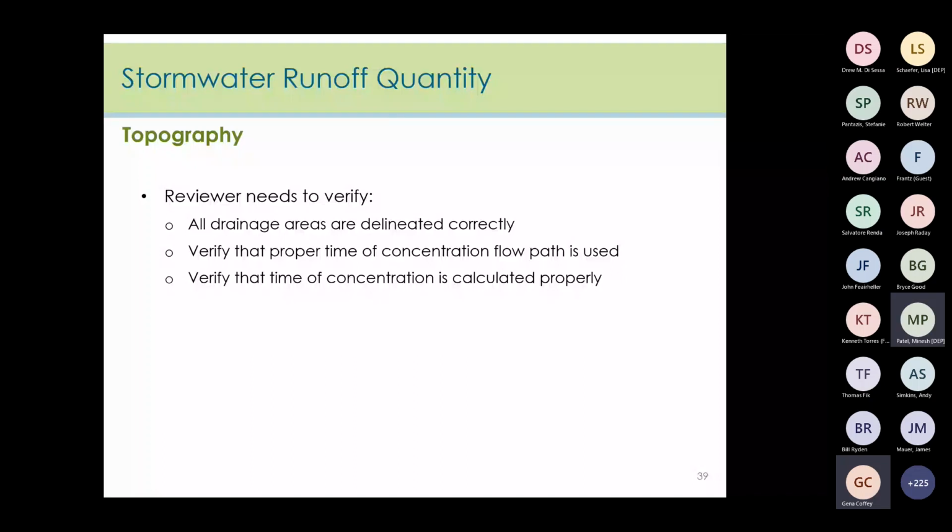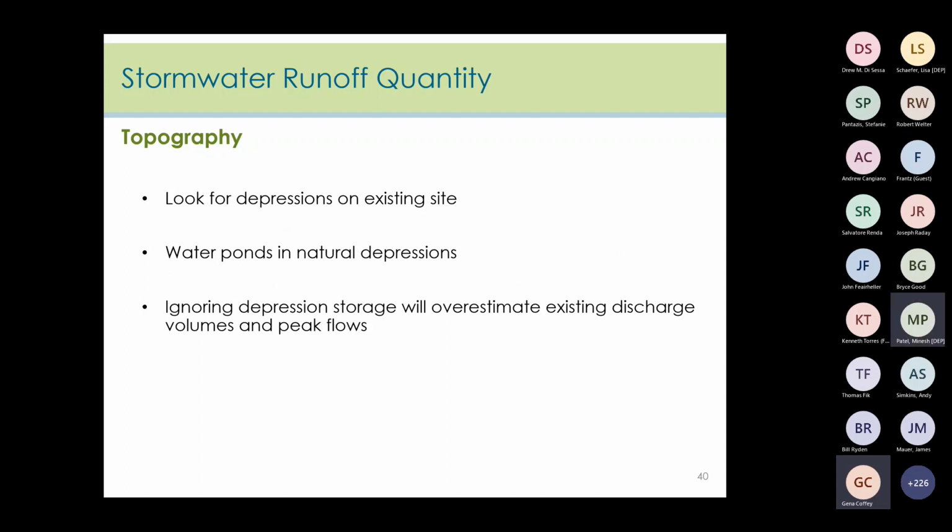To prevent those issues from occurring, the reviewer must verify that all drainage areas are outlined correctly, the proper time of concentration flow path is used, and the time of concentration is calculated properly. The reviewer needs to make sure that any natural ponding on site is included in the model. This is often overlooked, and ignoring it for the existing condition means the allowed proposed volumes will be larger than they actually are, or should be.